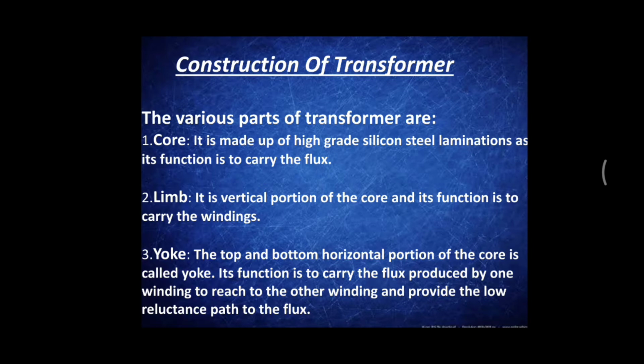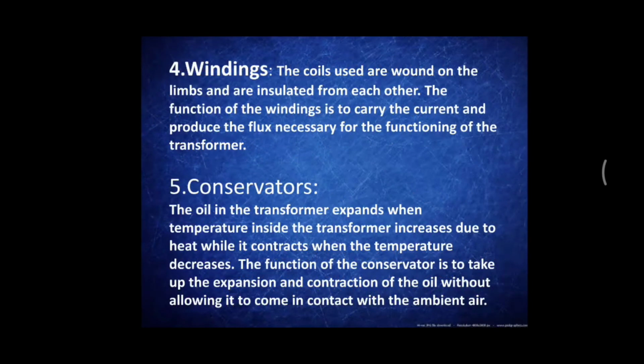Third is yoke. The top and bottom horizontal portion of the core is called yoke. Its function is to carry the flux produced by one winding to reach the other winding and provide a low reluctance path to the flux. Fourth is windings. The coils are wound on the limbs and are insulated from each other. The function of the winding is to carry the current and produce the flux necessary for the functioning of the transformer.